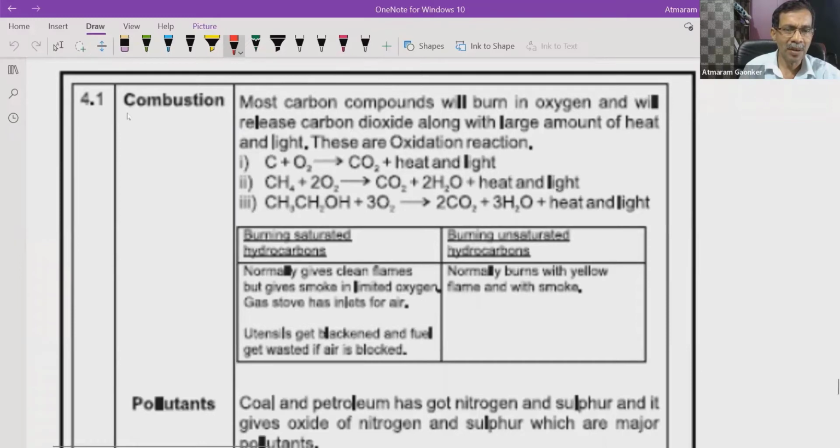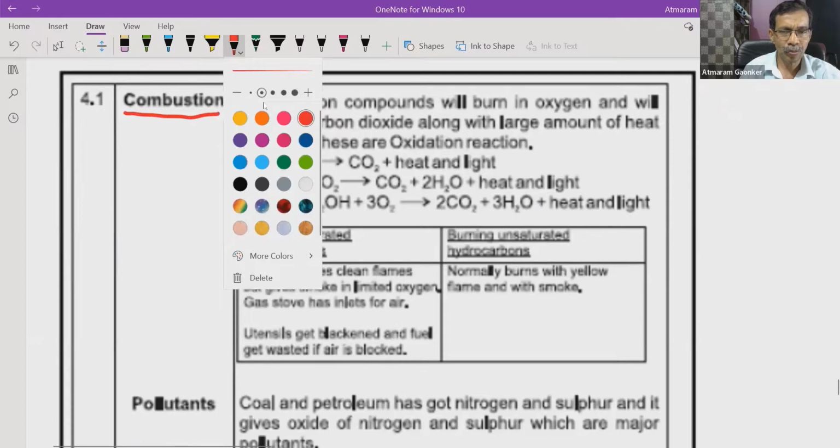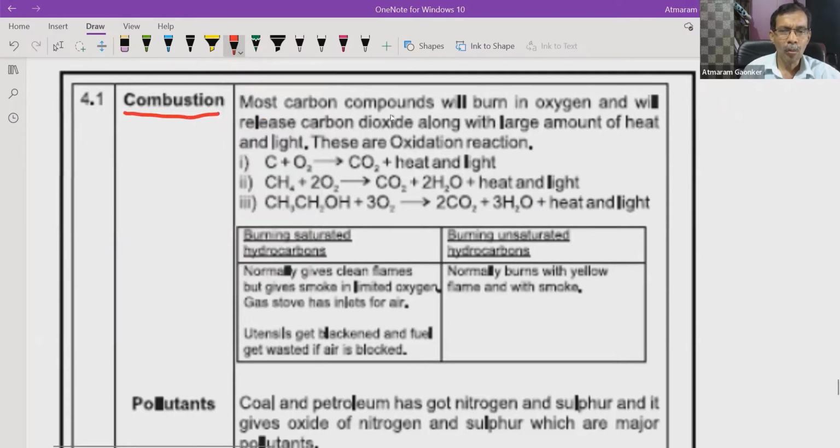The first one is combustion reaction. Most carbon compounds will burn in oxygen and will release carbon dioxide. That is why by burning fossil fuels, we get harmful products like carbon dioxide along with large amount of heat and light. So actually the main product it gives by burning the carbon and its compound, you get large amount of heat and light, which we use.